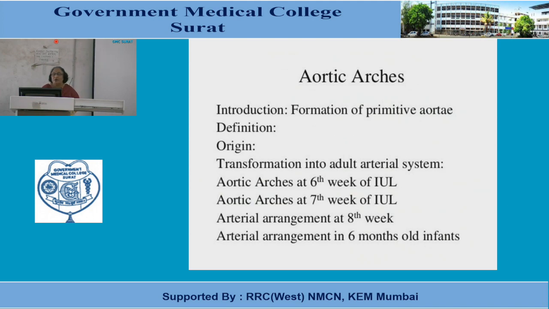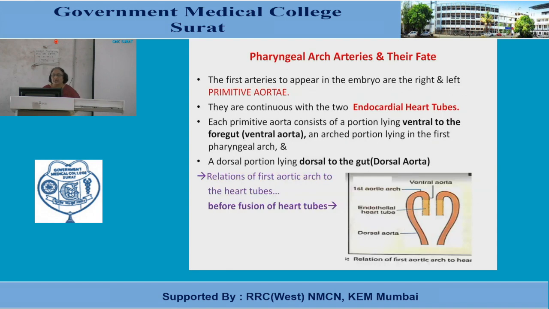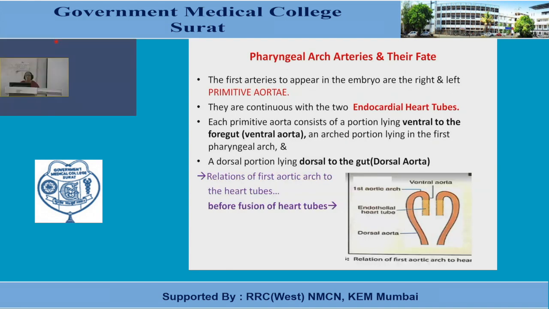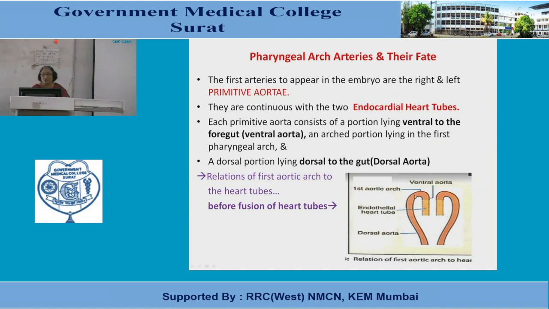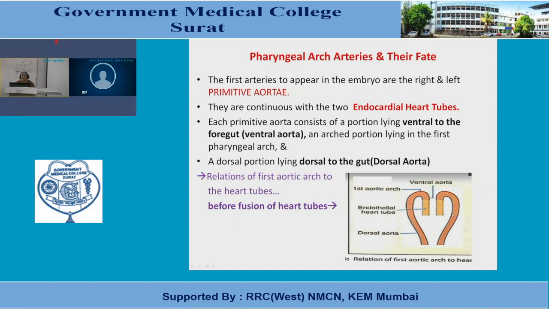Now, what about the pharyngeal arch arteries in detail? The first arteries to appear in the embryo are the right and the left primitive aortae. They are continuous with the two endocardial heart tubes. Now, in the right lower zone, you can see these are the two endocardial heart tubes.